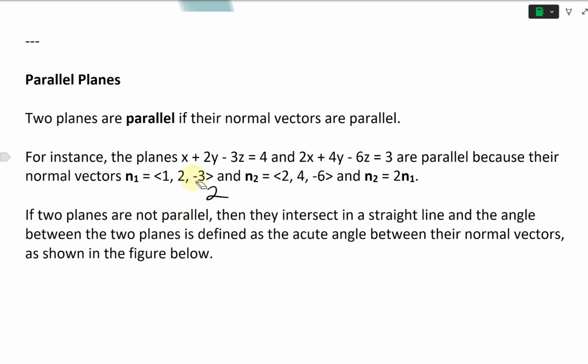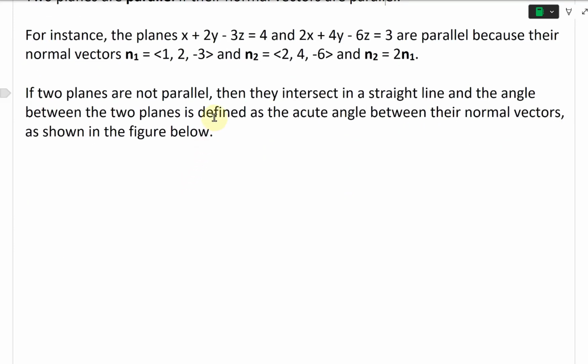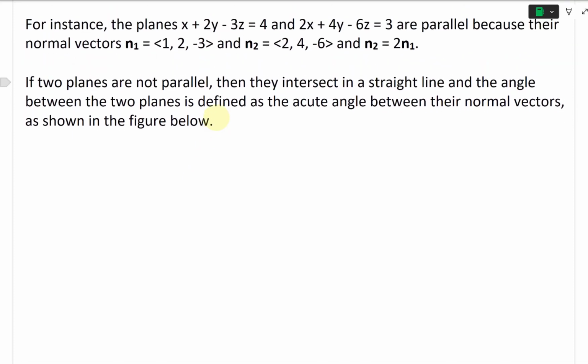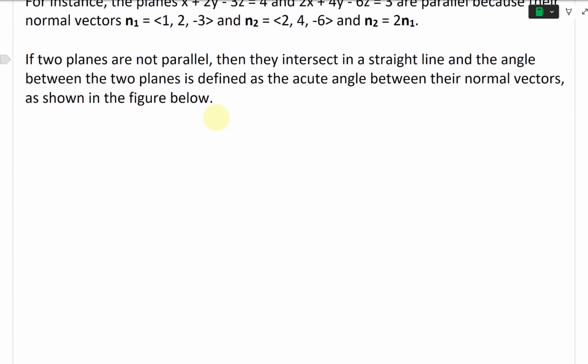All right, so if two planes are not parallel, then they intersect in a straight line, and the angle between the two planes is defined as the acute angle between their normal vectors, as shown in the figure below. So if you have any non-parallel planes, they're always going to intersect, because the planes extend to infinity. Geometrically speaking, they will intersect. So let's draw two planes. Let's say you had a plane like this. Here, I'll make this a straight line.